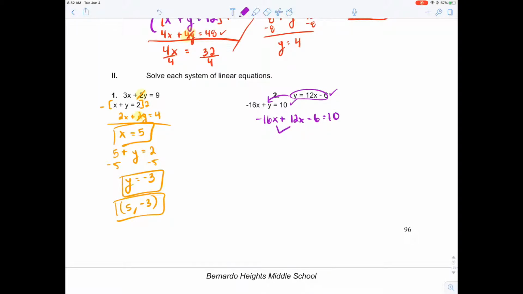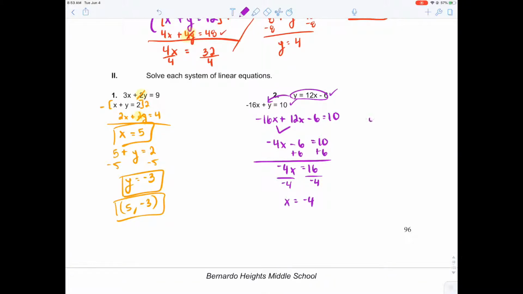Let's combine like terms. I can combine these two x coefficients. So negative 16 plus 12 is negative 4x minus 6. Bring down whatever's left over. I'm going to add 6 to both sides, right? Getting that variable isolated. Negative 4x is equal to 16. I'm going to divide both sides by negative 4. And x is equal to negative 4.